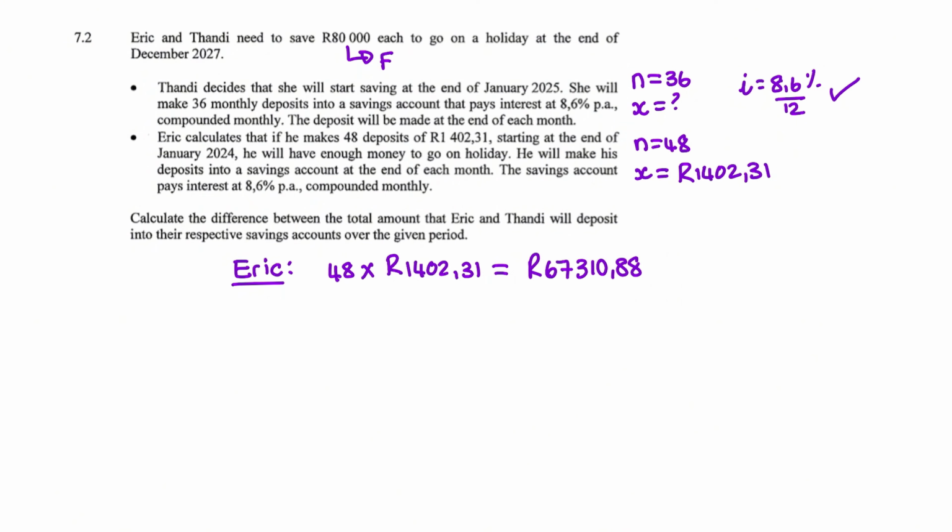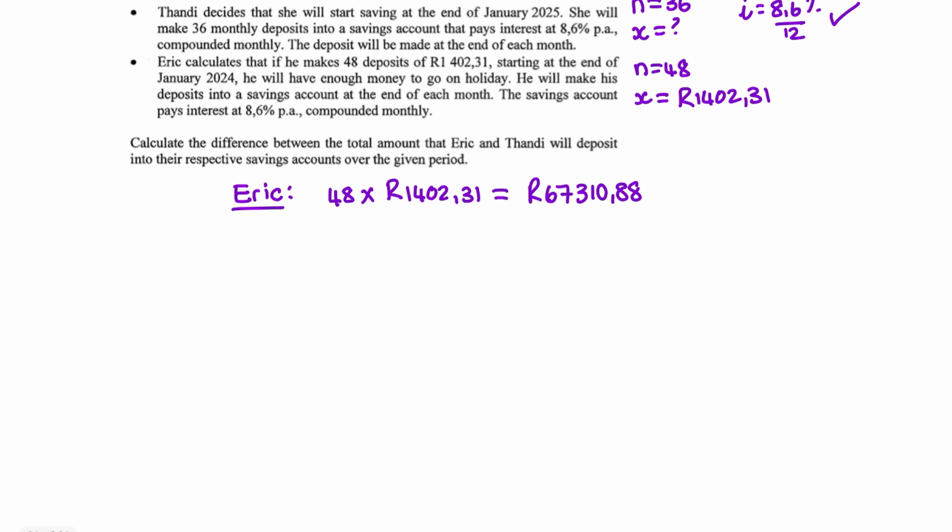Now for Tundi, we know that she would save 80,000 Rand. We know the end value, but we don't know what the size of her deposits is. So we first need to find the value of x and then take that answer and multiply that by 36 to get her total payments in the same way as we did with Eric. So let's do Tundi's calculation.